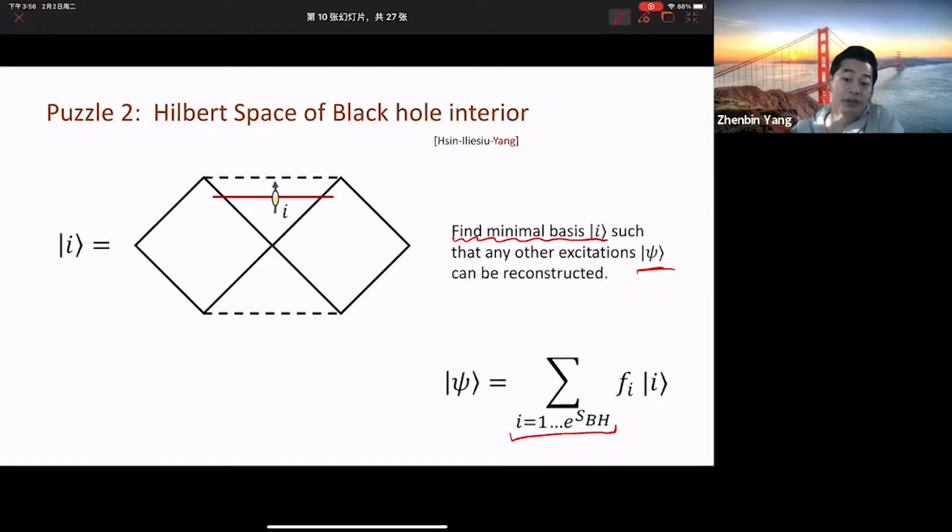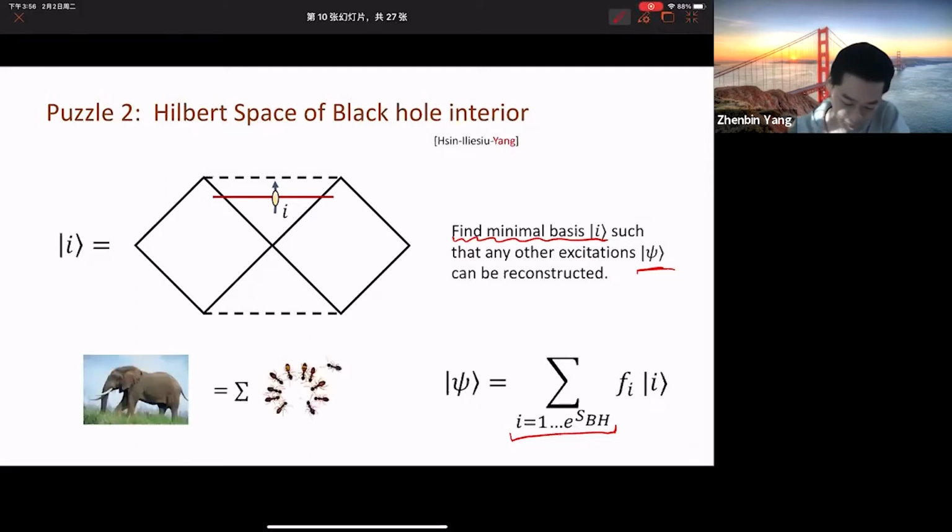And in particular, there is no particular restriction on this basis. It could be firewall states or non-firewall states, and there is large redundancy. So here's the cartoon. Maybe the first is a firewall state and the other is a non-firewall state. Then you can reconstruct them from each other.